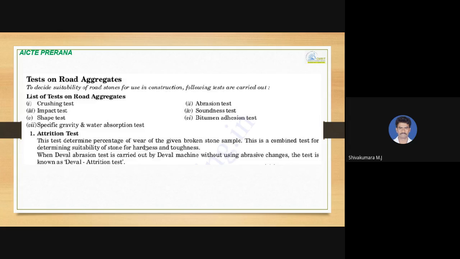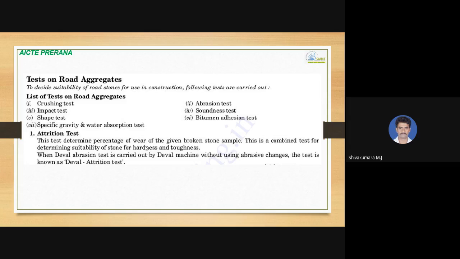Some tests are done on road aggregates to assess their quality and to decide the suitability of road stones for use in construction. Some of the following tests are carried out: crushing test, abrasion test, impact test, soundness test, shape test, specific gravity and water absorption test, bitumen adhesion test. So these are some laboratory experiments that can be conducted to assess the quality of aggregates we use.